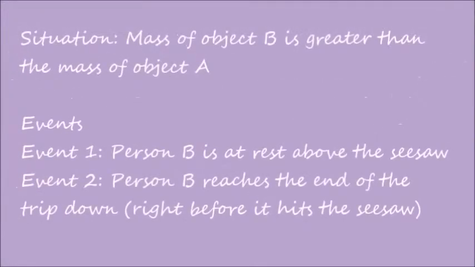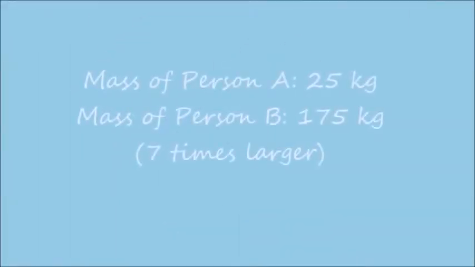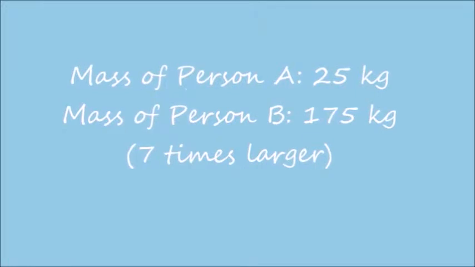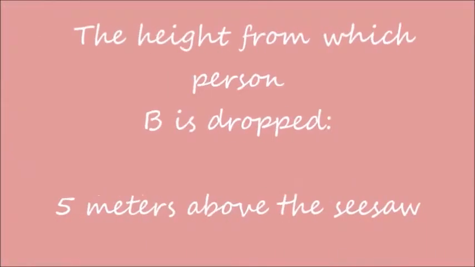The two events for this situation are Event 1 and Event 2. Event 1 being this: person B is at rest above the seesaw. Event 2, person B reaches the end of the trip down right before it hits the seesaw. Mass of person A is 25 kilograms and the mass of person B is 175 kilograms. The height from which person B is dropped is 5 meters above the seesaw.